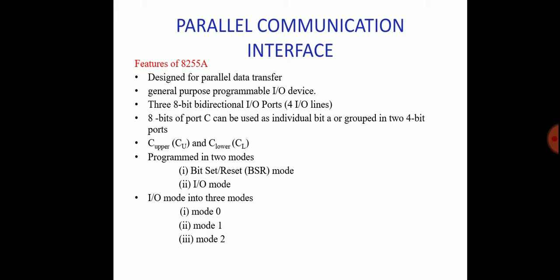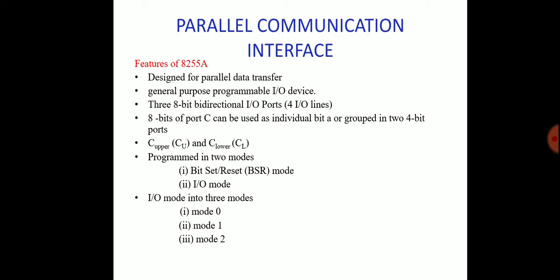The bit set and reset BSR mode is used to set or reset the bits in port C. The input output mode is further divided into three modes: Mode 0, Mode 1 and Mode 2. Mode 0 is a simple input output and Mode 1 is an input-output handshake mode. Mode 2 is a bidirectional mode. It is compatible with all Intel and most other microprocessors, and it is completely TTL compatible.